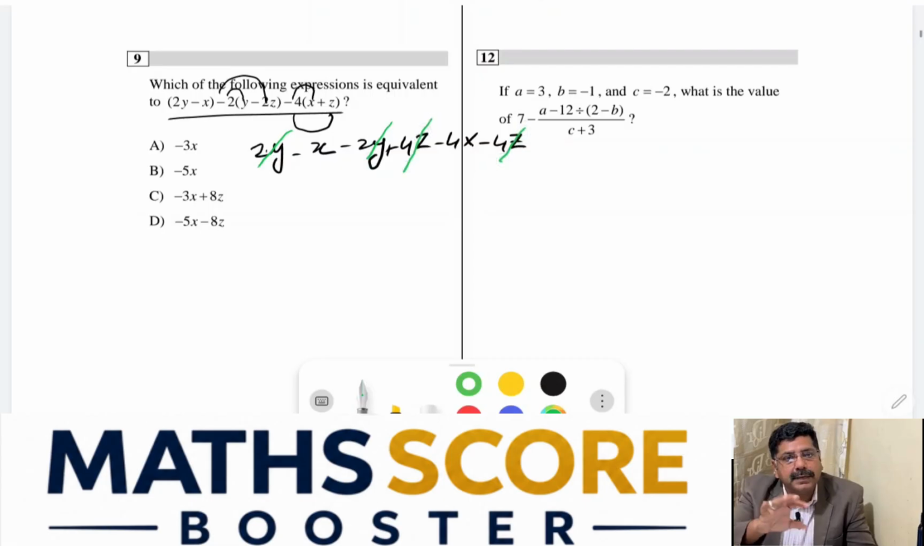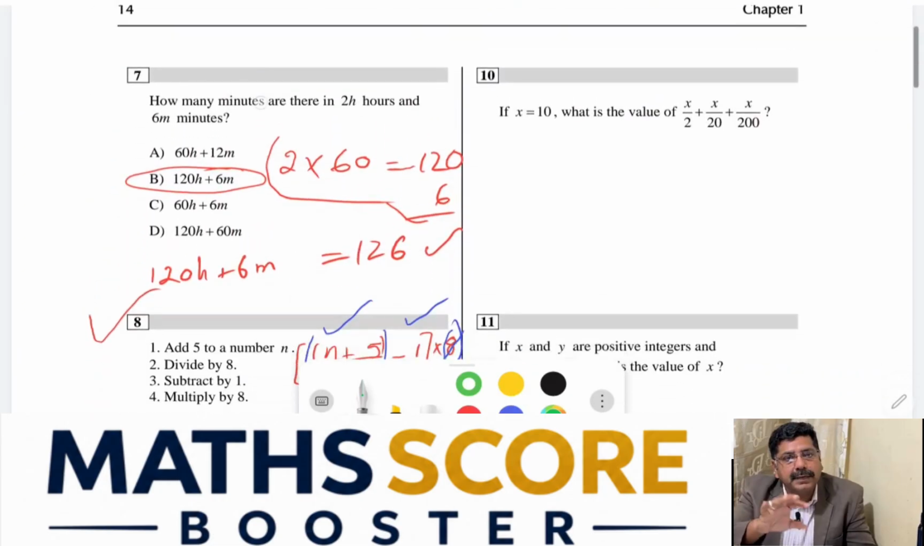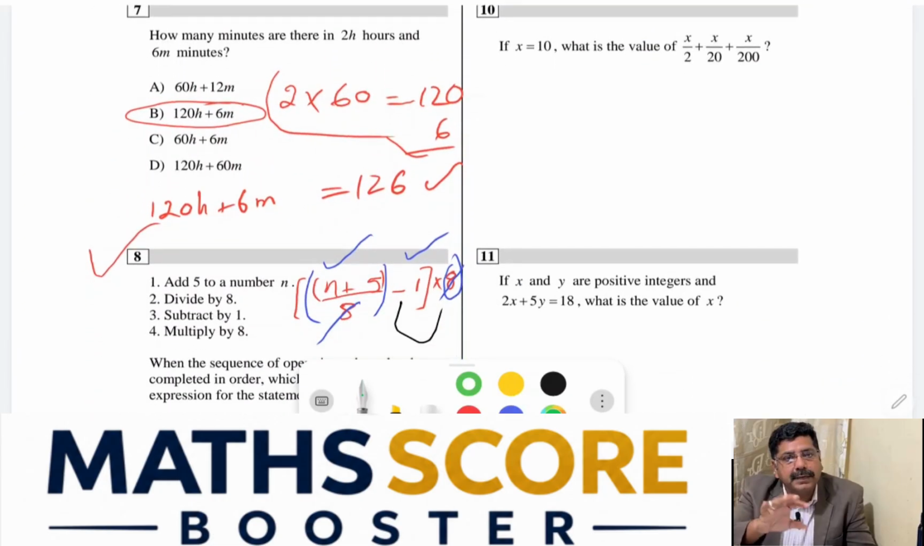Now we have this 1 minus 4 and this 1 minus 4, minus 1. So this will be equal to minus 5x, and this minus 5x is the B answer. So we are on our track and solving them as per the need.